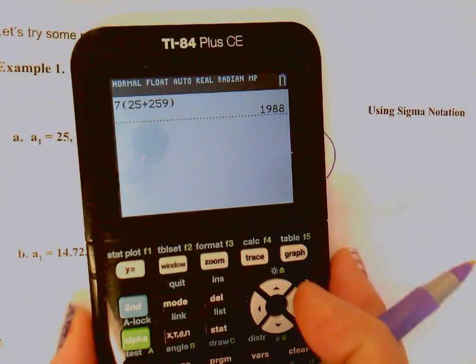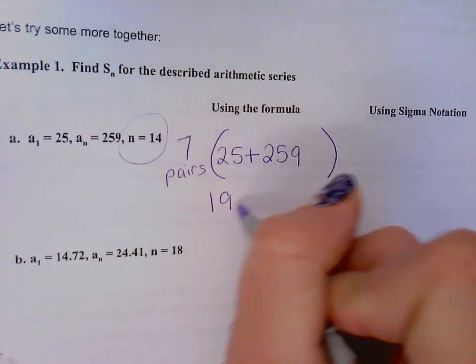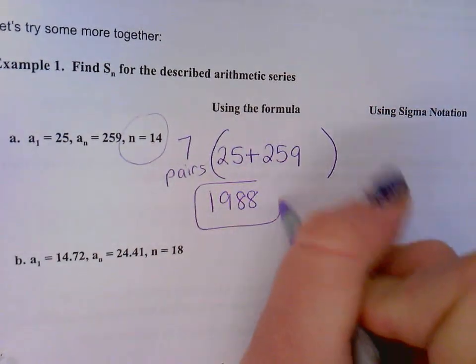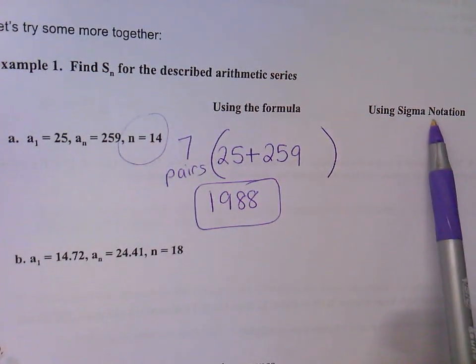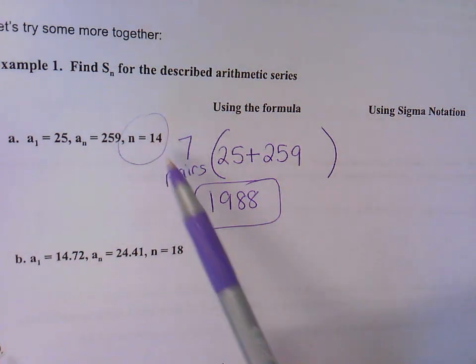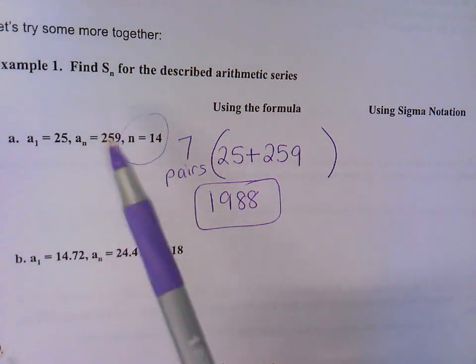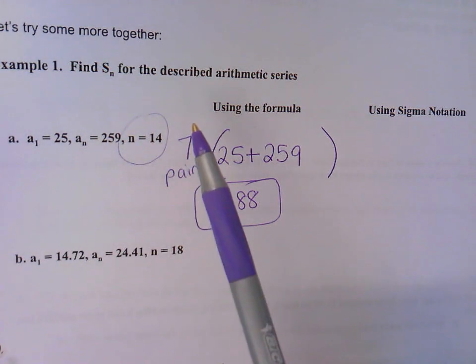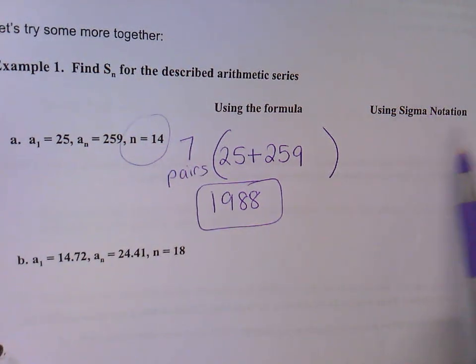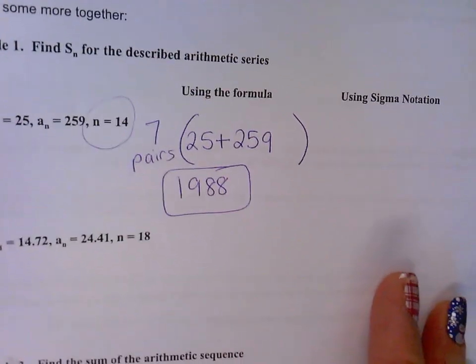All right, so I just want to show you that you can get the same answer using sigma notation on your calculator. To me, this one was easiest using the formula. I didn't have to solve for any information, right? I was given everything I needed. Sigma notation, there's one other piece I'm going to have to solve for in this example.